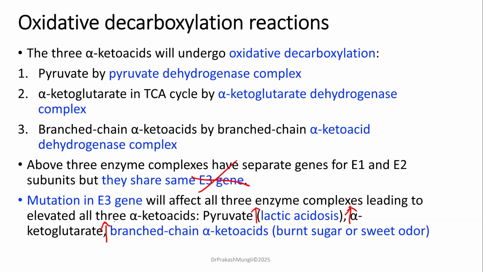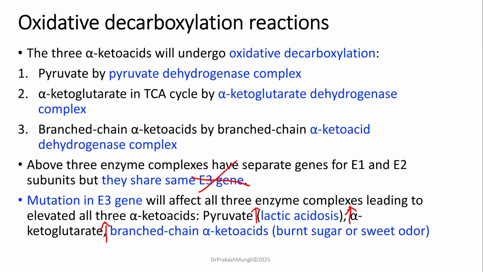Remember, these are all alpha keto acids as such. Pyruvate is an alpha keto acid. So that is why, especially for the third one, I have written branched chain alpha keto acids. They are coming from branched chain amino acids. What are the three branched chain amino acids? Valine, leucine, isoleucine: maple syrup urine disease. So it is a very easy disorder to identify, at least in the exam, because as soon as you see a sweet odor or a burnt sugar odor, that's maple syrup. And your amino acids are branched chain amino acids and their derivatives, branched chain alpha keto acids.